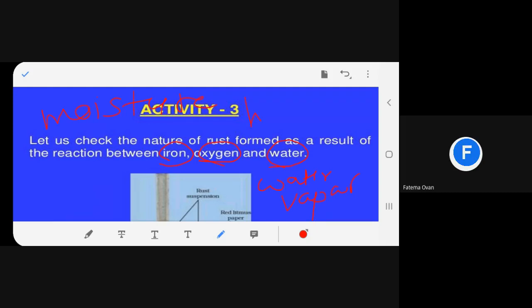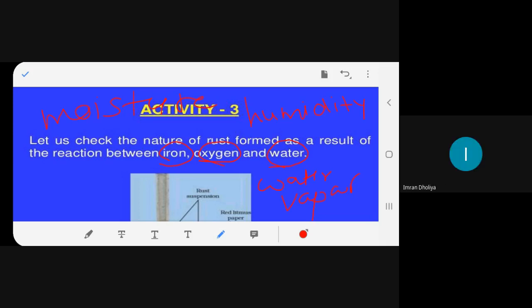Now, see what am I writing? Humidity. So you got so many new words. Say thank you. Thank you, ma'am. So for water vapor, you got moisture and you got humidity. So that is present in the atmosphere. What do you say? Everything is simple now. Yes, ma'am. You understood everything now?